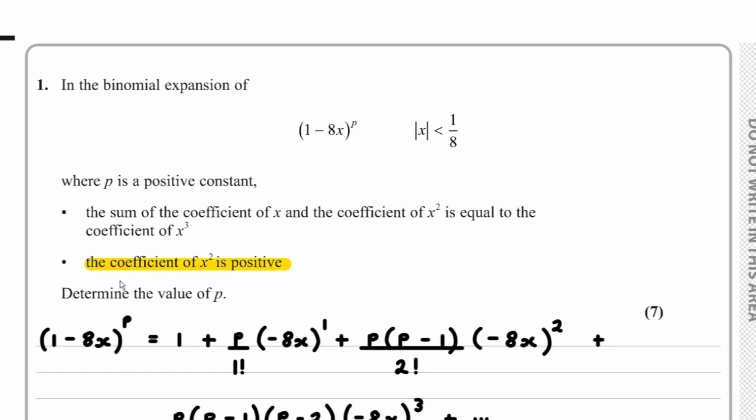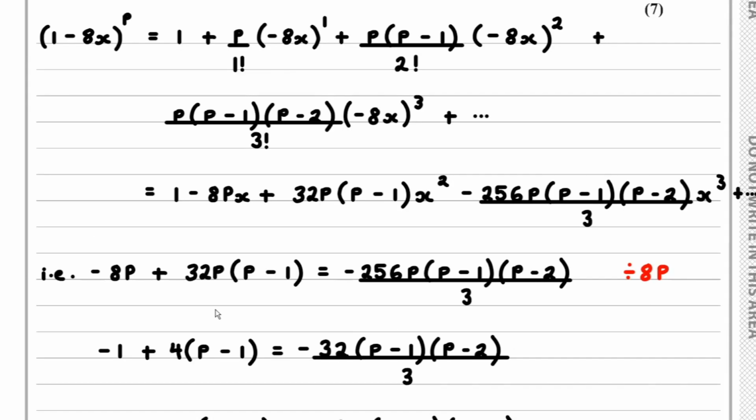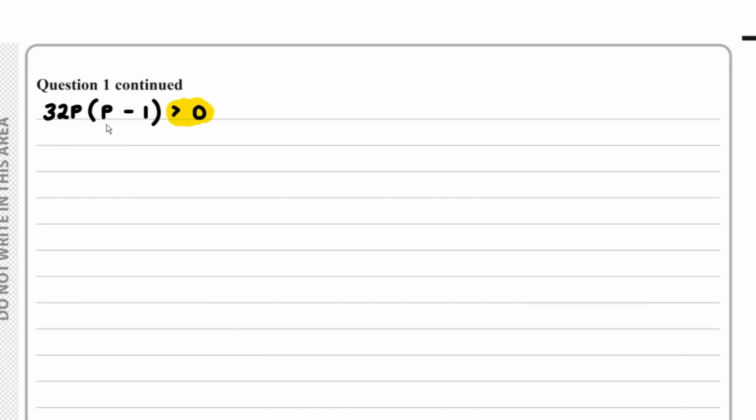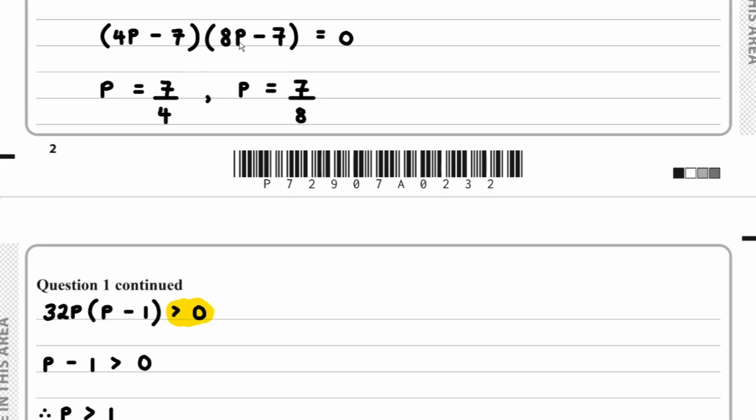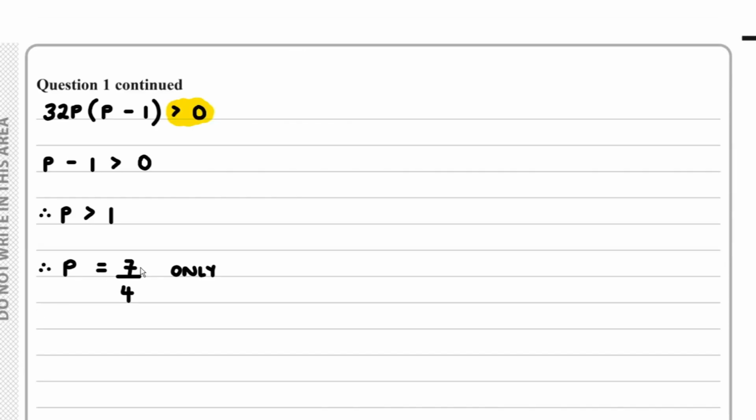We know that the coefficient of x squared is positive, and you will recall that 32p(p − 1) is the coefficient of x squared. So we have 32p(p − 1) is greater than 0. So p − 1 is greater than 0, meaning p is greater than 1. So we have p equals 7 over 4 only, and that's because 7 over 8 is less than 1, whereas 7 over 4 is greater than 1. So we have p equals 7 over 4.